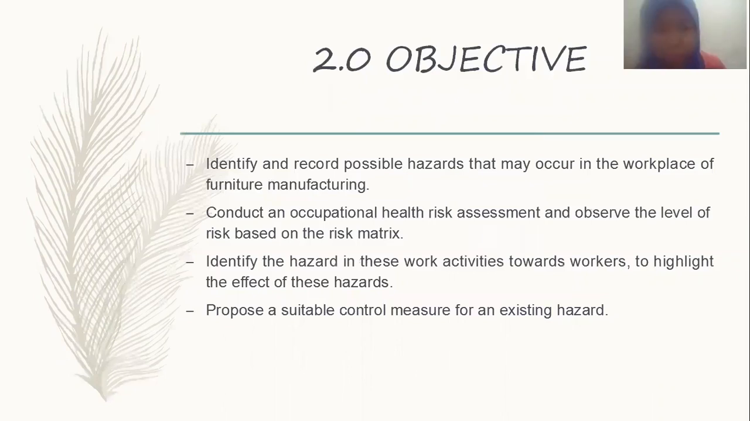So this is the objective of this report. The objective is to identify and record possible hazards that may occur in the workplace of furniture manufacturing, to conduct an occupational health risk assessment and observe the level of risk based on the risk matrix, to identify the hazards in these work activities toward workers, to highlight the effects of these hazards, and to pose suitable control measures for existing hazards.